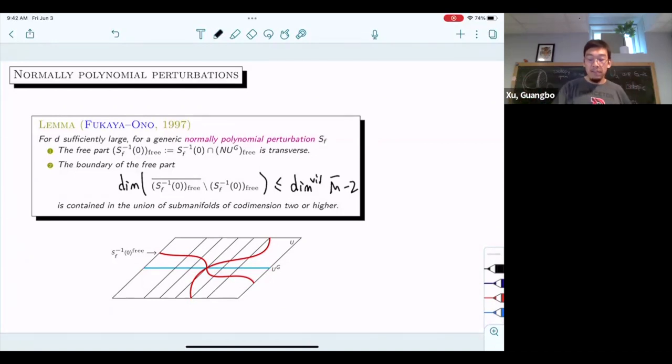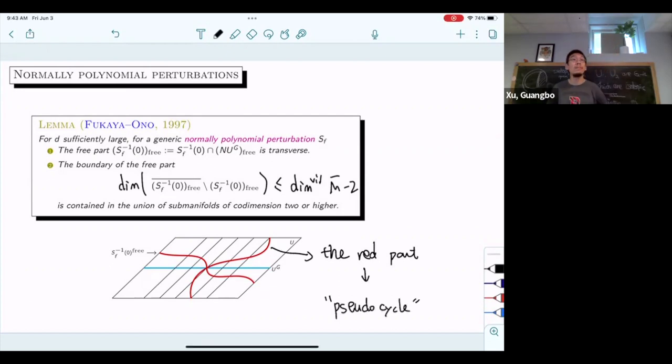So this indicates that if I just consider the red part, it should give something like a pseudocycle. Well, you sort of ignore this fixed point locus, which could be much bigger in dimension. So this is the idea of Fukaya and Ono, and the proof essentially uses this normally polynomial type perturbation and uses some particular feature coming from complex algebraic geometry, so that, in complex algebraic geometry, the boundary of a variety will have complex codimension at least one, so real codimension at least two.